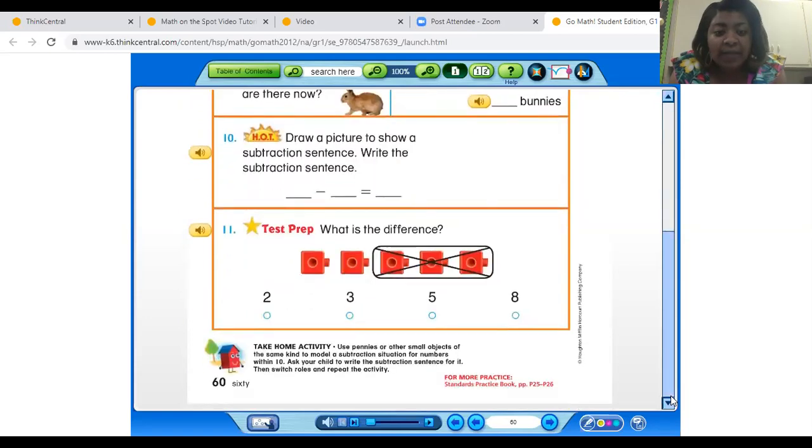Number 11 is our test prep. What is the difference? There were 5, 3 of them are no longer there. So what is the difference? What is 5 and you're taking away 3?